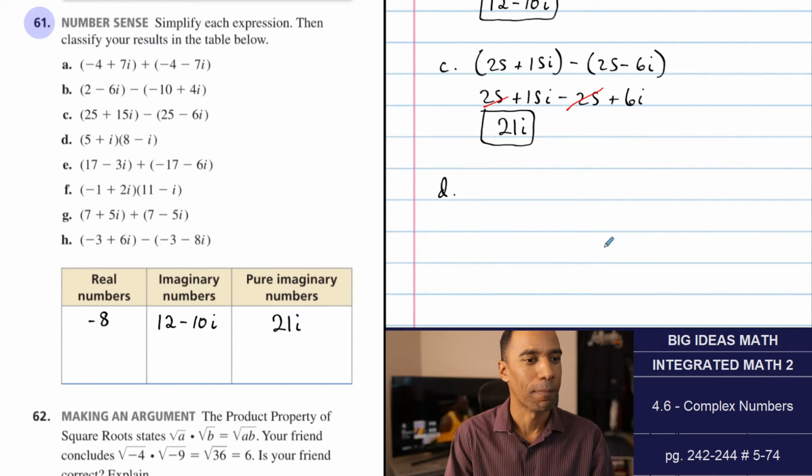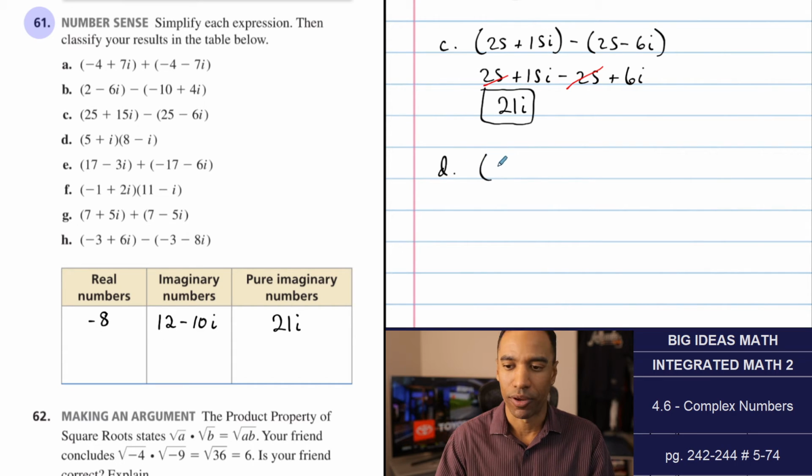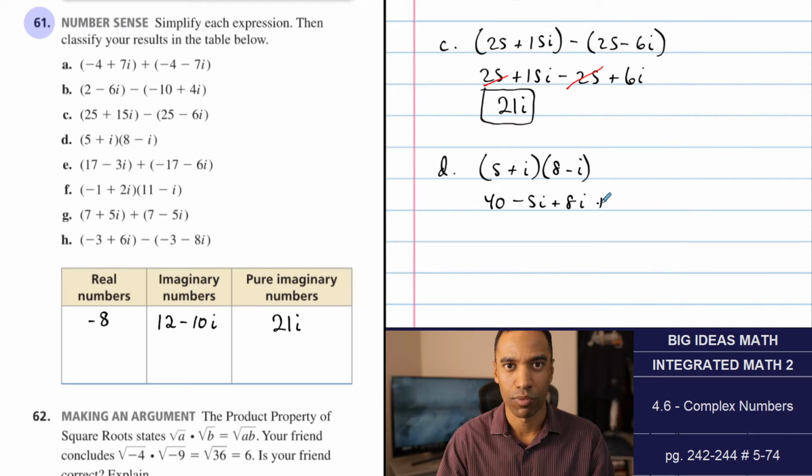Part D. Okay, this is foiling. 5 plus i times 8 minus i. 5 times 8, 5 times negative i, i times 8, i times negative i. Negative i squared is positive 1. So we're going to be left with 41 plus 3i.